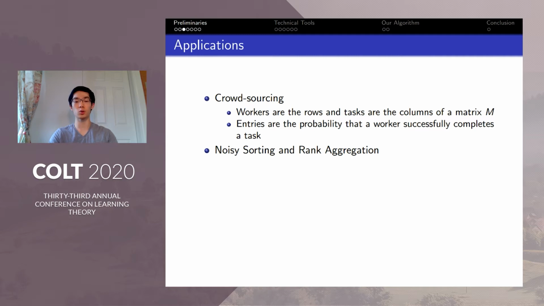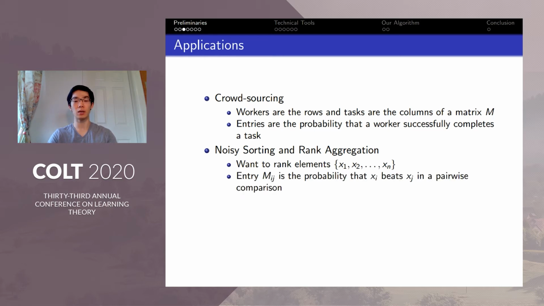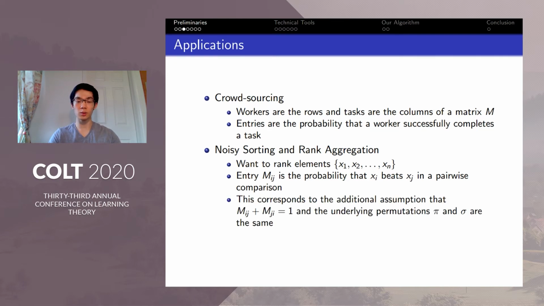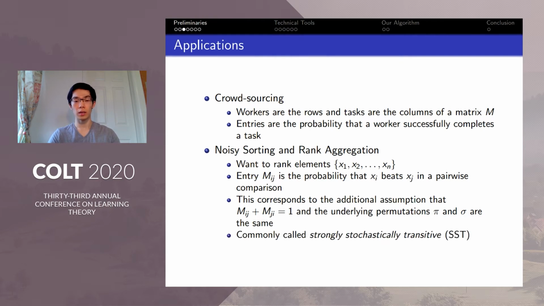Also, in noisy sorting and rank aggregation, we can imagine that we want to rank n elements, say x1 through xn. So we have a matrix Mij, where the entries are the probability that xi beats xj in a pairwise comparison. This corresponds to a slightly special case of the bivariate isotonic model, where we also assume that Mij plus Mji is equal to 1 for all i, j, and the permutations pi and sigma are the same. This slightly specialized model is commonly called SST, or strongly stochastically transitive.